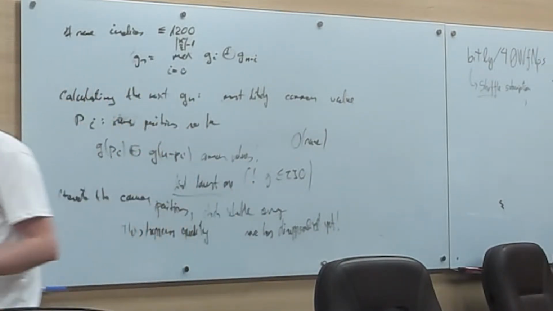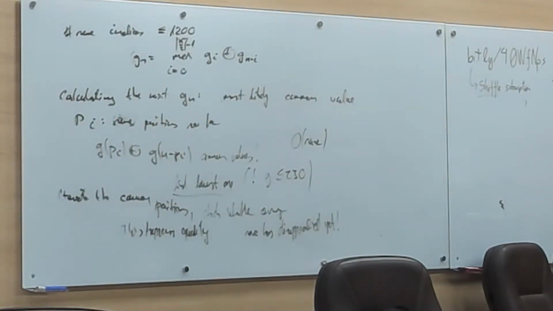So you don't need to. The only case when you need to iterate every common position is when the answer is actually a rare value that is smaller than the least common value.